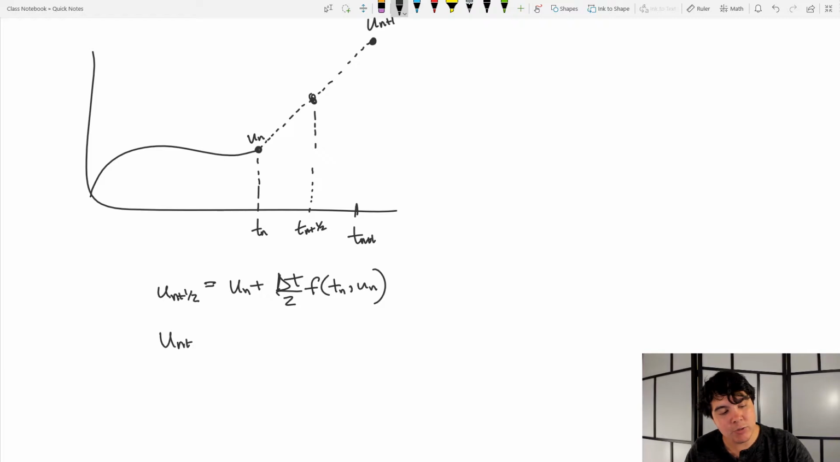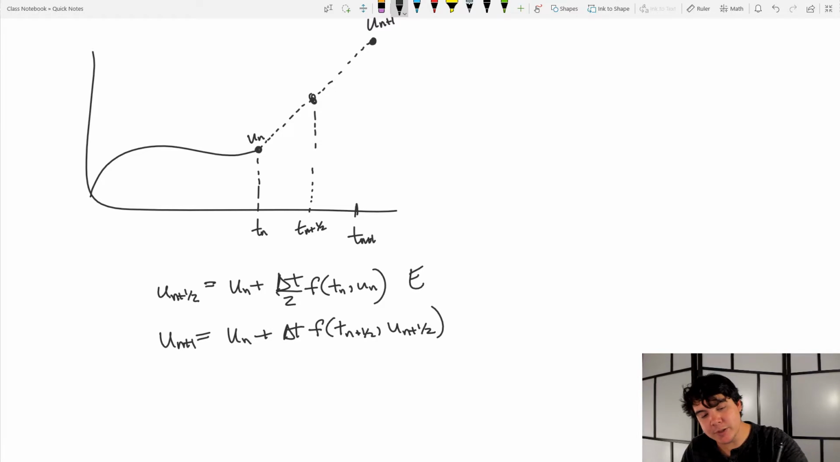And now we can do the rest of the way via the Euler's method changed, where now what we're going to use as our derivative is the derivative at this midpoint value. This right here is called the explicit midpoint method.